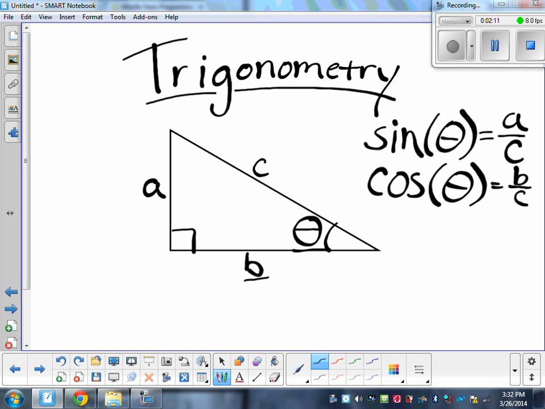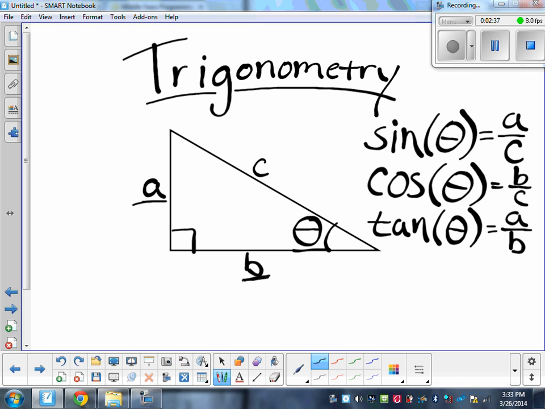The third trig ratio, tangent, is the ratio between the adjacent side and the opposite side. So in this case, B is the adjacent side, and A is the opposite side. Tangent is equal to the opposite side divided by the adjacent side.